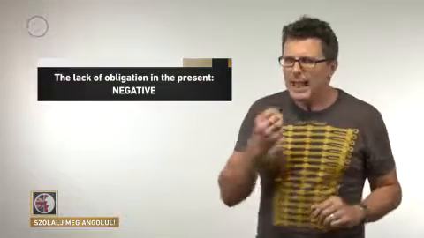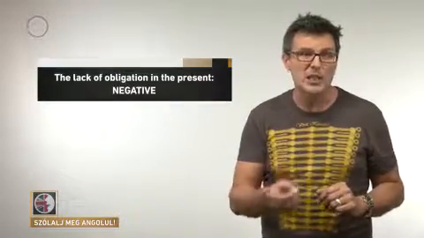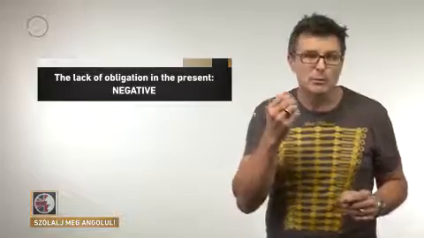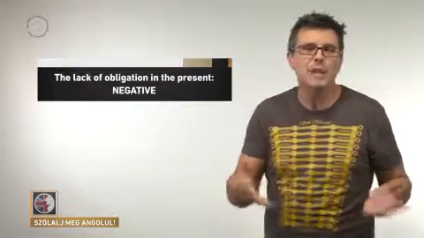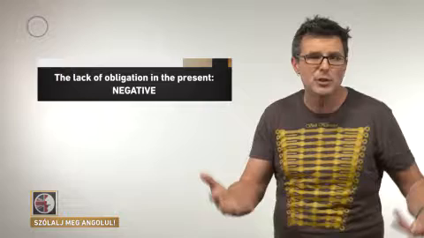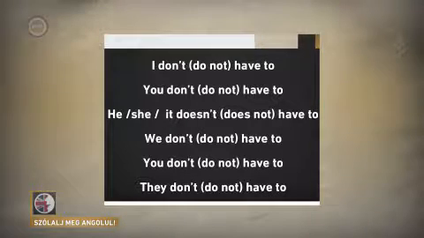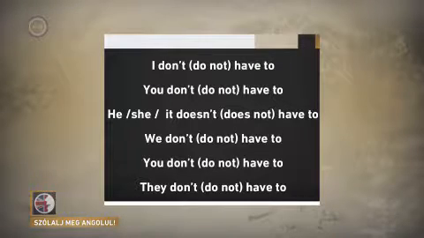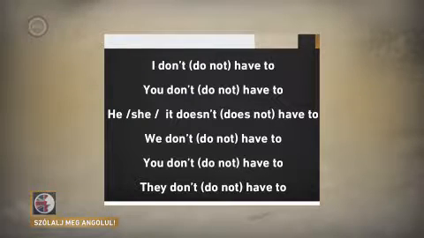Well, how do we talk about the lack of obligation in the present? We use do or does, not have to. We conjugate the verb to do. I do, you do, he, she, it does. We do, you do, and they do. Then we add not, and then follow with have to, and a verb in the infinitive without to. Okay, simple. So, what do we do to move that form into the past?